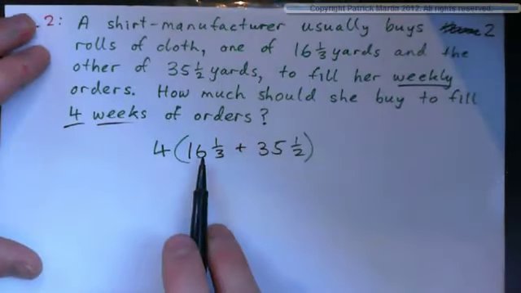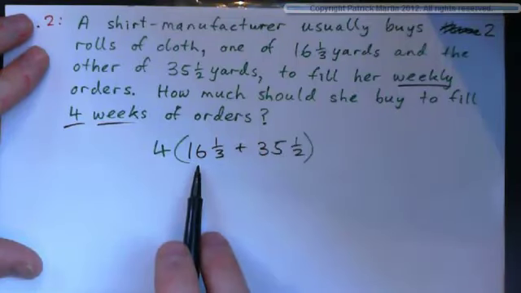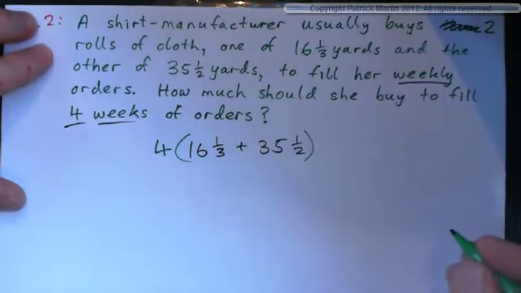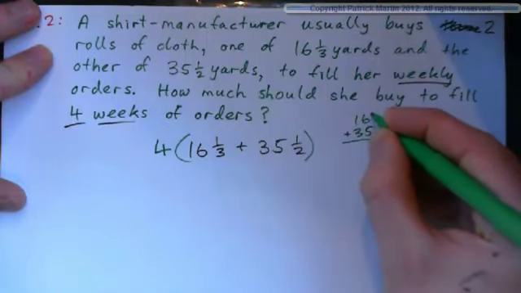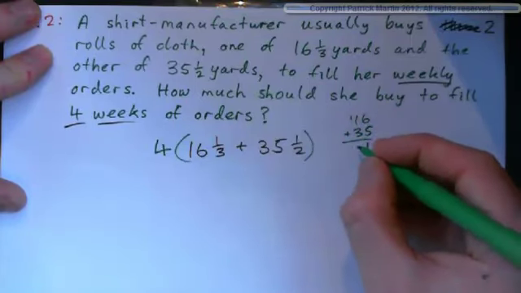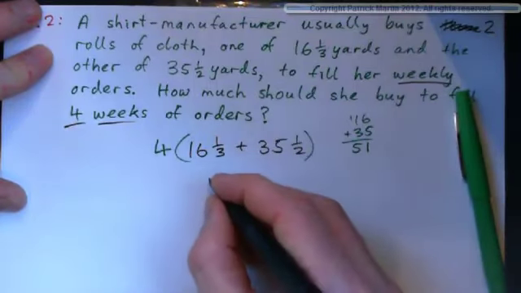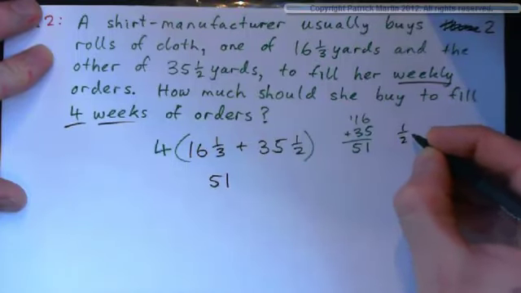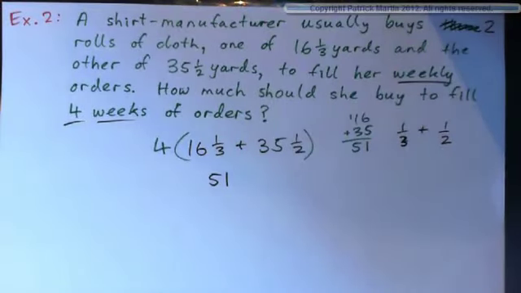So, I could turn these into improper fractions, but it'd be kind of a lot of work actually. So just take the 16 and add it to the 35, see what that gives us. 16, 35, 6 and 5 is 11, carry the 1. 1 and 1 is 2 and 3 is 5, so that's 51, isn't it? So if I'm doing the parentheses first, I get 51, and then I've got to add the half and the third, or the third and the half. So go ahead and add a third and a half together.